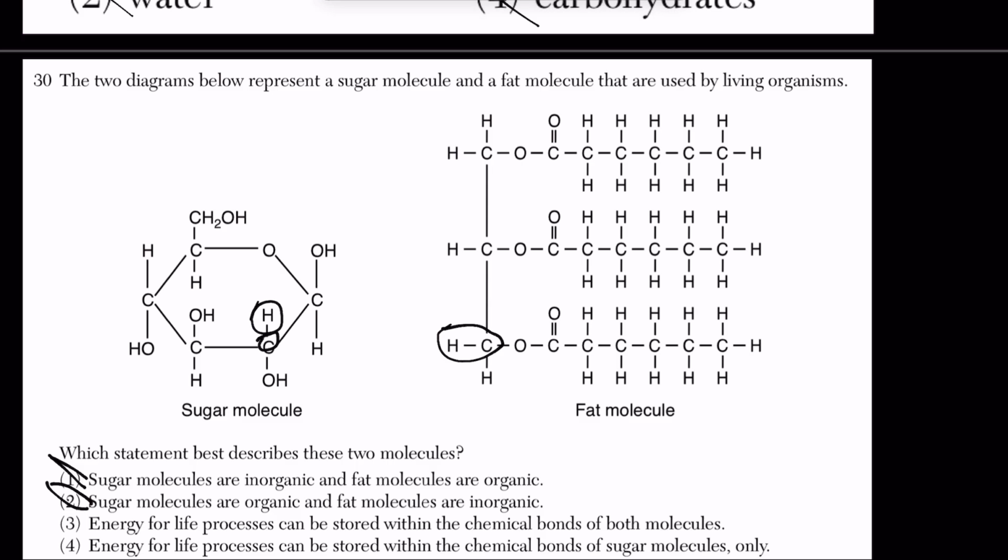So our best answer for this would be number 3, because while it is true that energy for life processes are stored in bonds in sugar that are used for cell respiration, breaking the bonds in fat molecules can also be used in many cases, and that's why fats are stored as long-term energy storage. As if there isn't sufficient sugar or carbohydrates, the bonds between fat molecules can be broken down to also provide energy. So number 3 would be our best answer here.